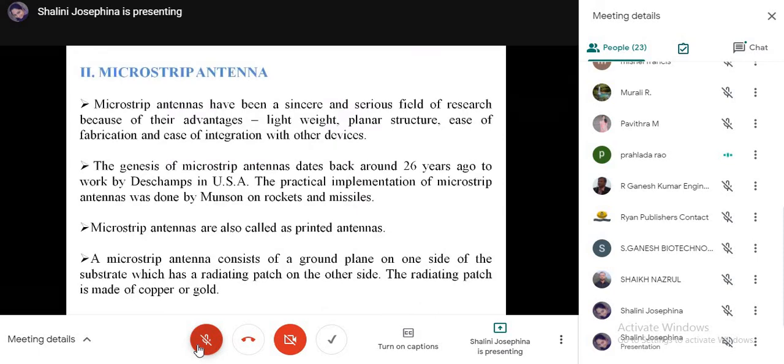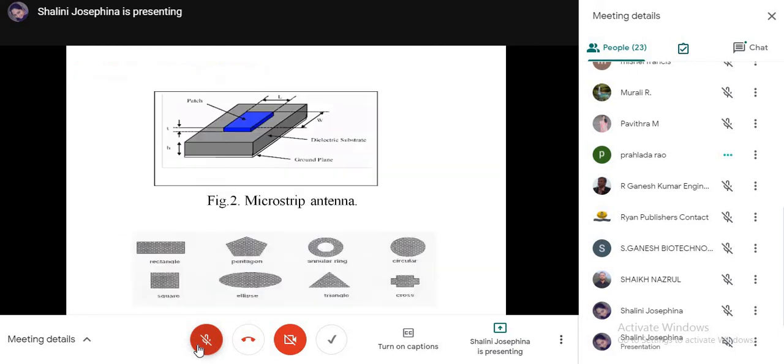Thank you. Okay. Now the very important point is that a microstrip antenna consists of three major parts. First is your ground plane, second is your dielectric substrate, and third is your radiating patch. Okay. Next slide, madam.